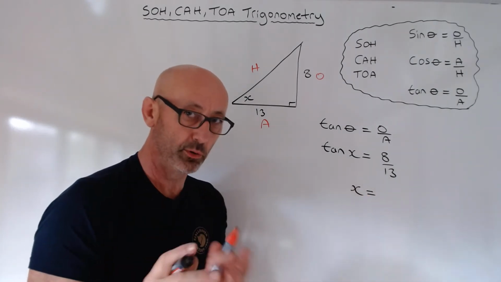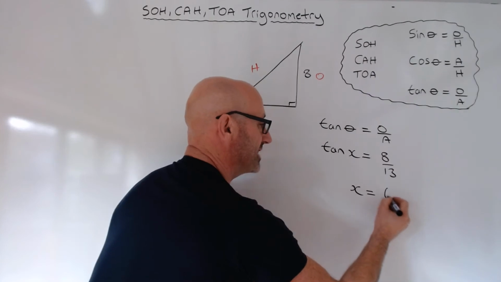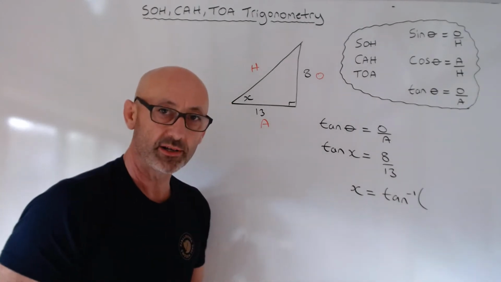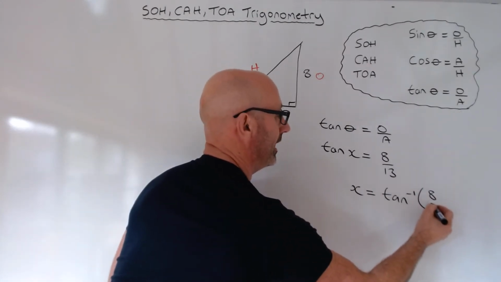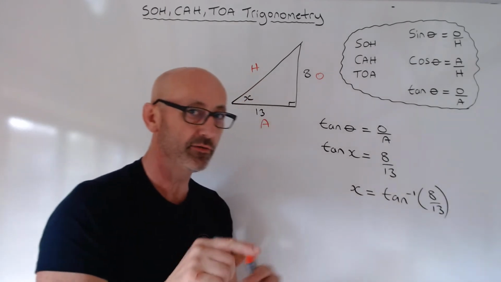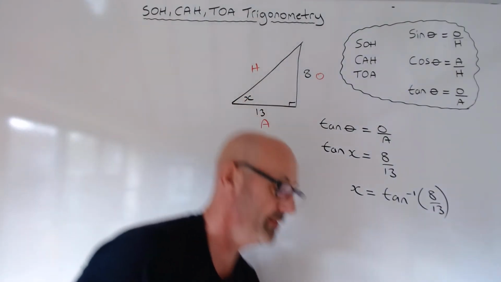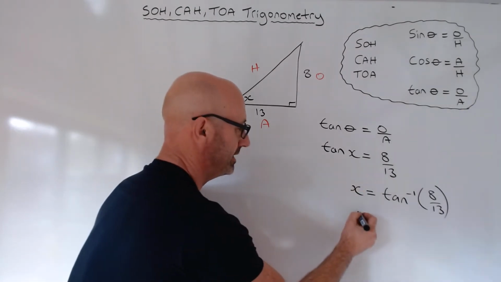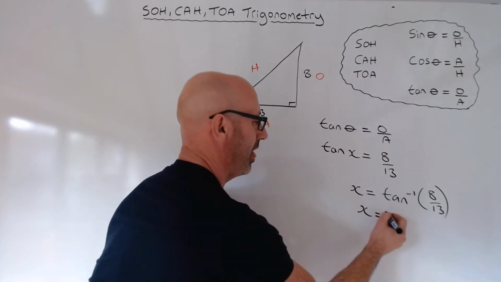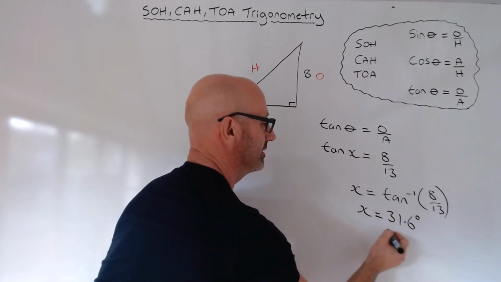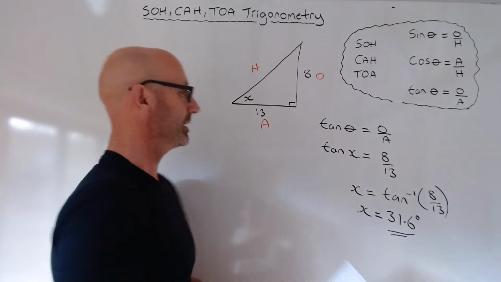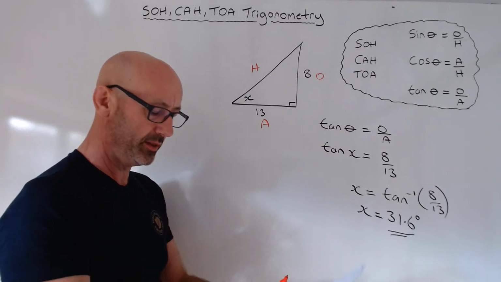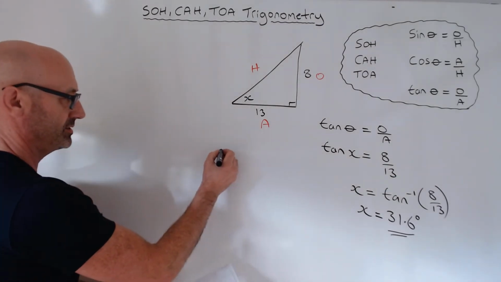In order to press the buttons on your calculator, to get the tan on the other side, we're actually going to go tan to the -1 of 8 over 13. And that's inverse tan on your calculator. And if you press your buttons correctly, you'll have an answer of 31.6 degrees. Okay, yeah, that's it really.